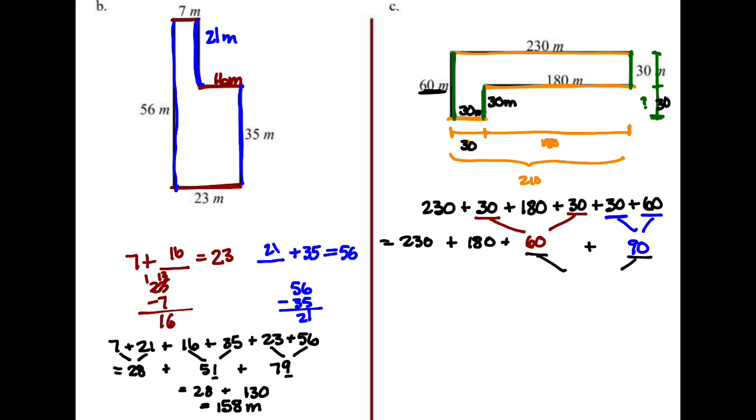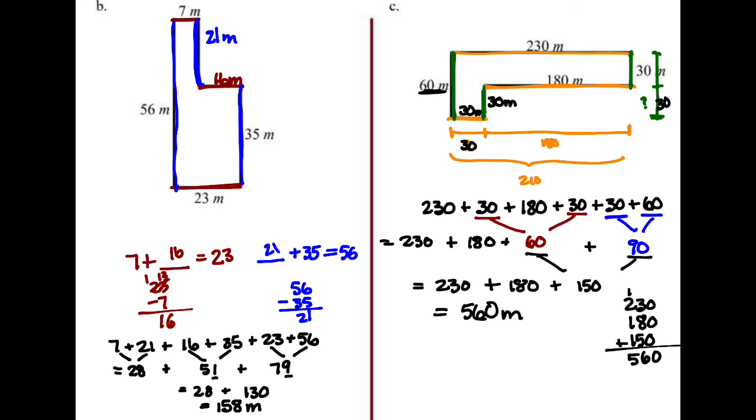Okay, and I'm still going to work on these two because they're smaller and easier. So those two add up to give you 150. And now we have 230 plus 180 plus 150. And at this point, putting them up and down is probably just as easy as anything else. So 0, 0, and 0 give you 0. 3 plus 8 is 11. 11 plus 5 is 16. 1 plus 2 is 3. Plus 1 is 4. Plus another 1 is 5. So it's 560 meters. And that's the end of this one. So you're finding the missing measurements and then the perimeter.